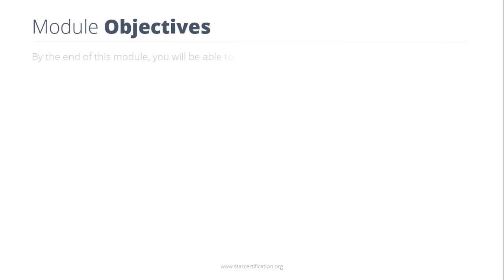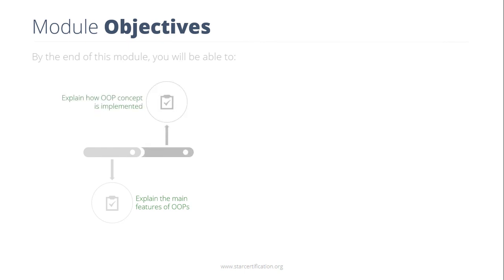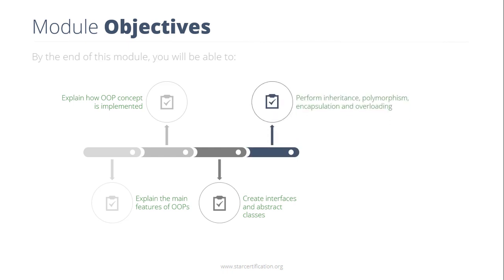By the end of this module, you will be able to explain the main features of OOPs in PHP. Explain how OOPs is implemented in PHP. Explain how to create interfaces and abstract classes in PHP. Perform inheritance, polymorphism, encapsulation, and overloading in PHP. Explain static and final keywords.